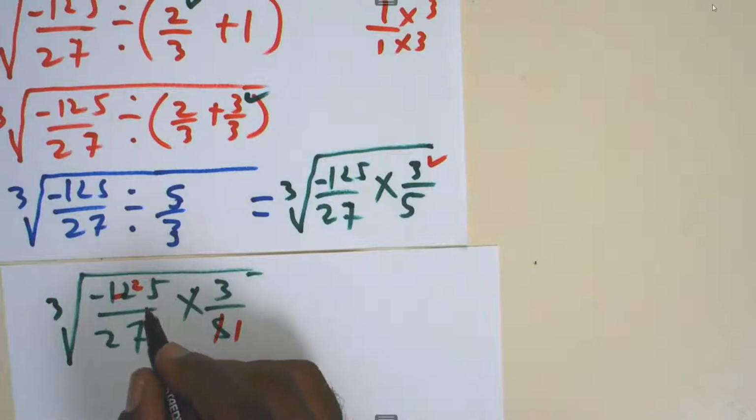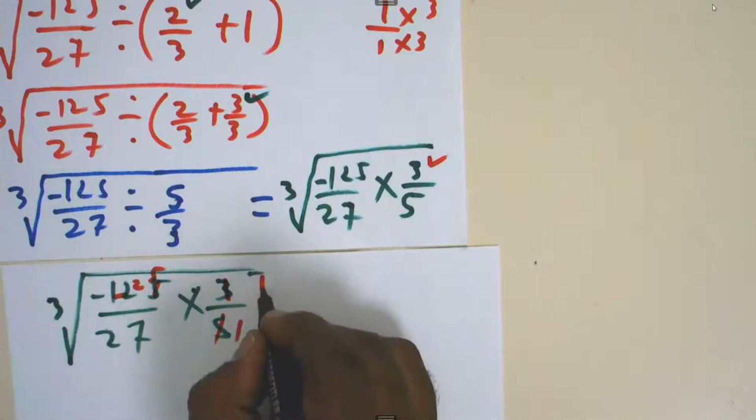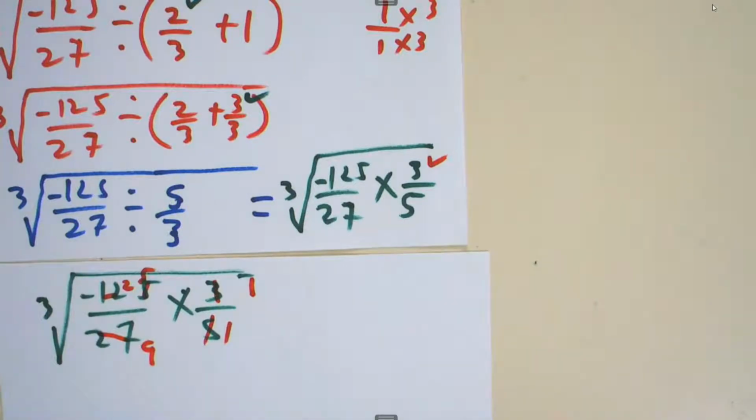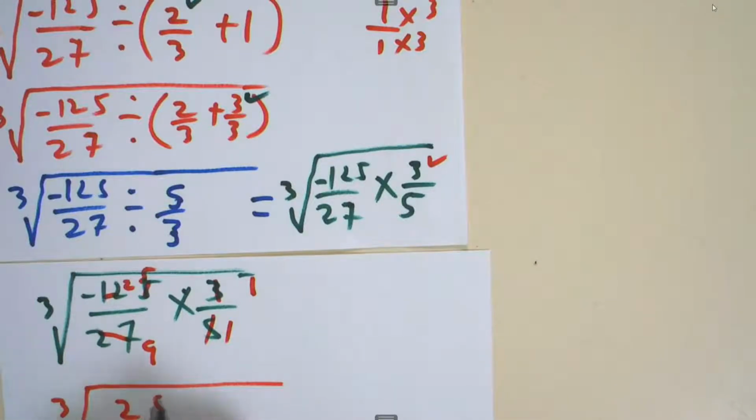And then how many 5s in 25? There are 5 of them. Same thing, how many 3s in 3? 1. And how many 3s in 27? 9. Applying our rules in simplifying. Therefore, you are left with minus 25 over 9.